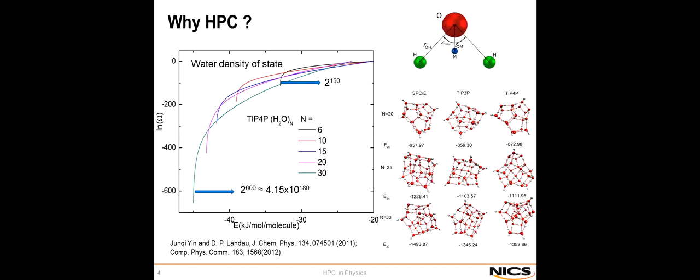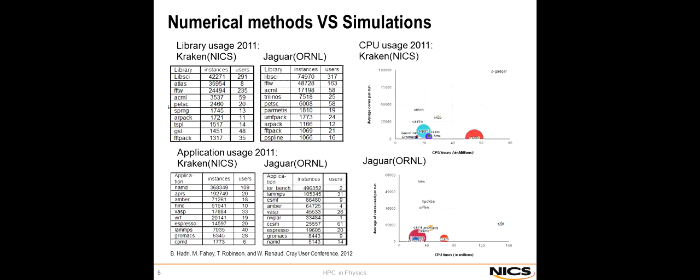So this basically shows why we need HPC. We cannot do it otherwise, because in a real problem the size will not be like 30 water molecules. That's nothing in a real system, right? So how do you do performance simulation using high performance computing?